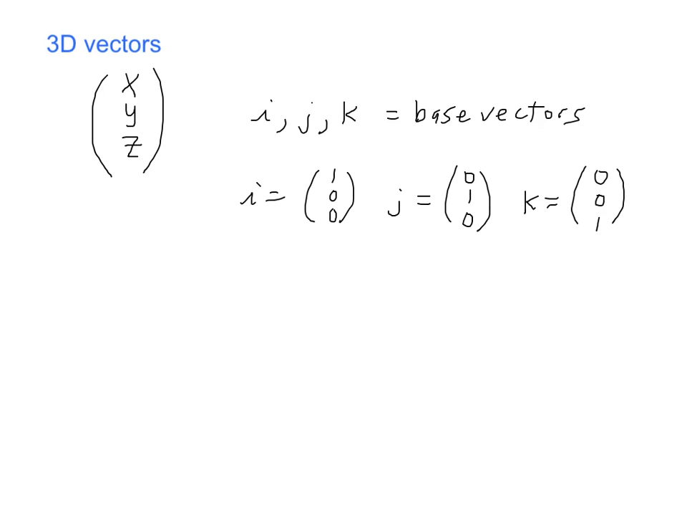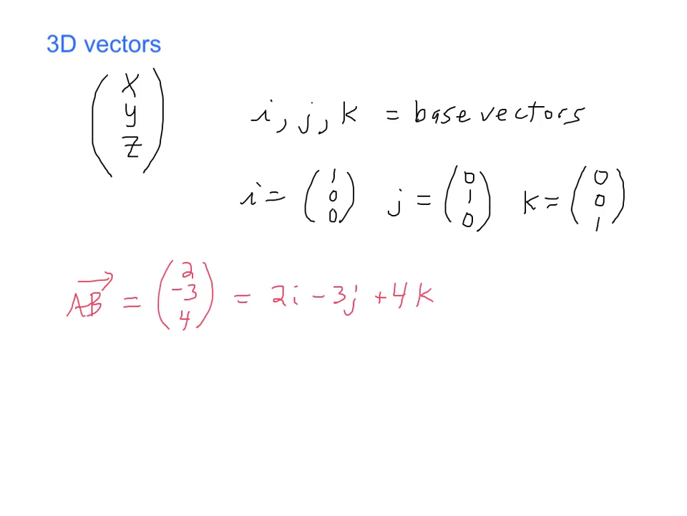So maybe we're talking about vector AB, and let's say that it has components 2, -3, 4. Okay, again, the 2 is referring to the x component, the -3 is the y, and the 4 is the z component. Okay, so in unit vector form, we'd be talking about 2i minus 3j plus 4k.